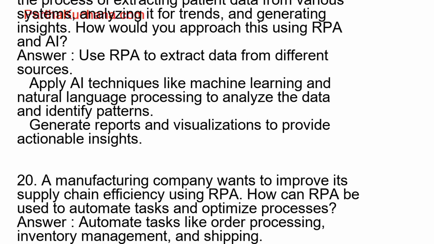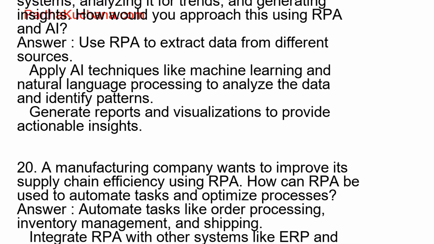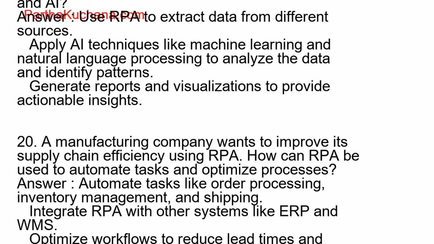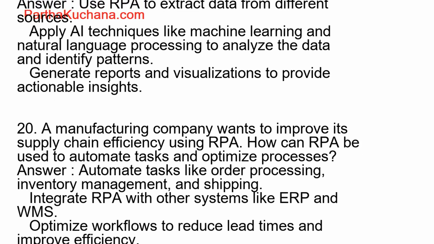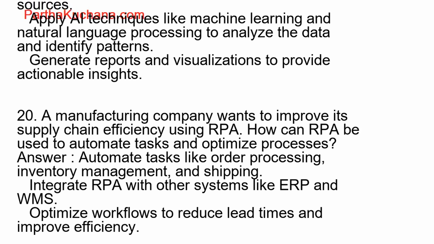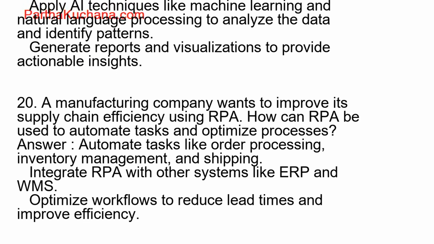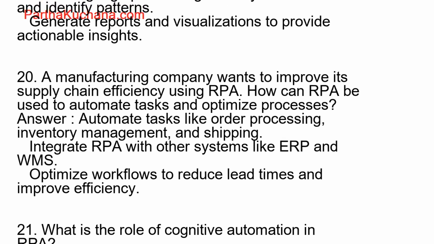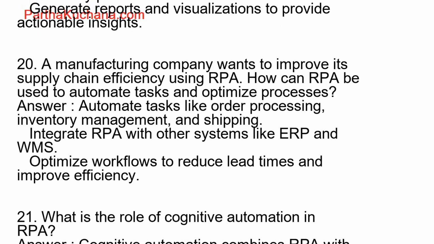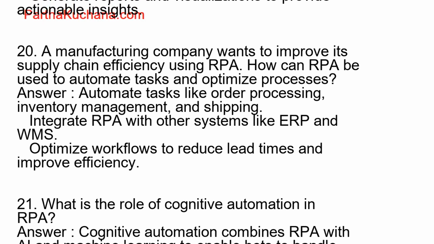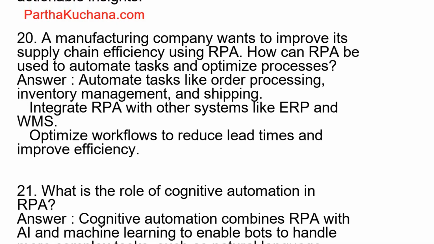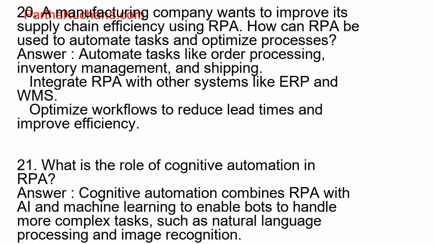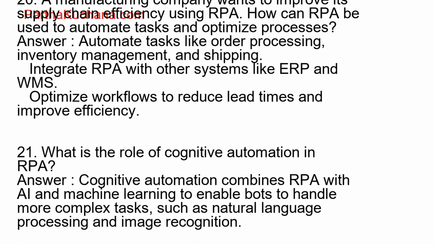23. What is the difference between attended and unattended automation in the context of RPA? Answer: Attended automation requires human interaction to initiate or complete tasks, while unattended automation allows bots to run autonomously. 24. How can you handle dynamic elements in RPA automation? Answer: Use techniques like intelligent OCR, image-based automation, or dynamic selectors to identify and interact with dynamic elements.